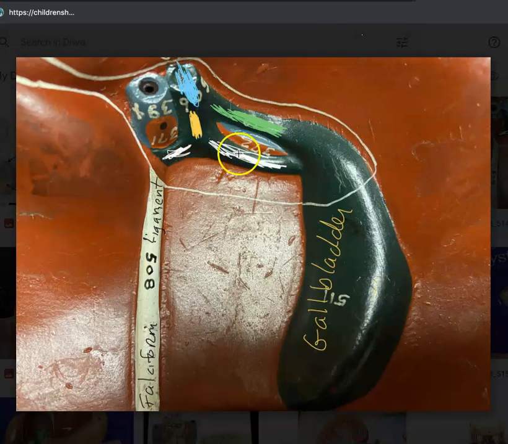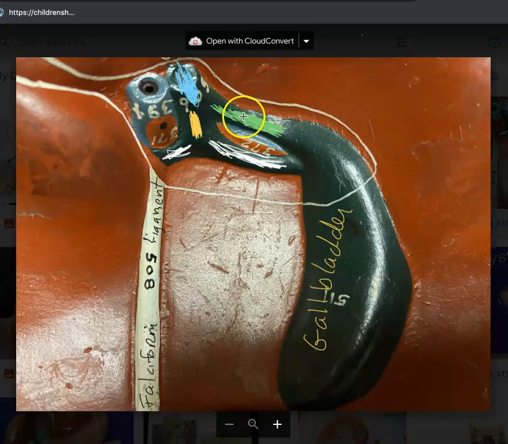This is the right and left hepatic ducts. I don't care if you know which one's which, so these white structures right here are the right and left hepatic ducts. They will merge into the common hepatic duct, and then the common hepatic duct and the cystic duct will merge into the common bile duct.